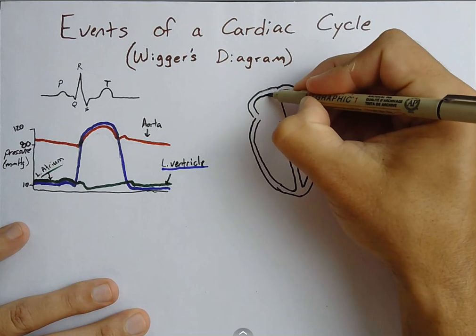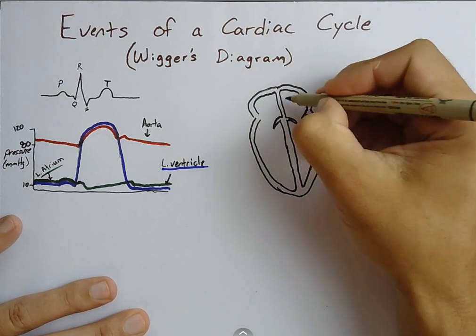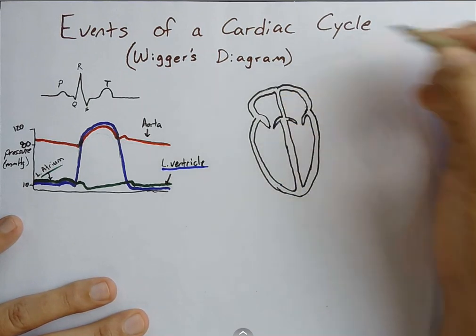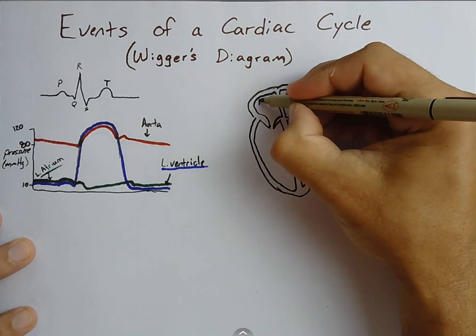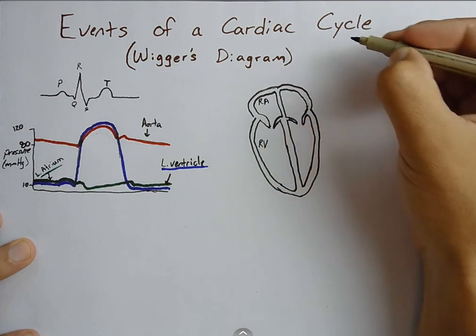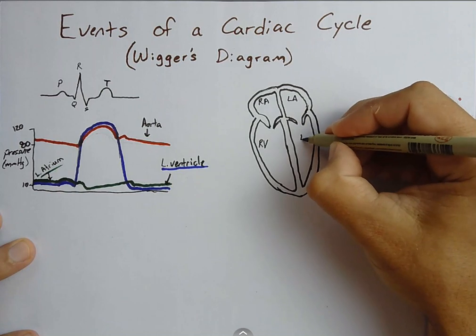Up above is going to be the different atria. And there's an atrial septum, of course, interatrial septum, interventricular septum down below, and some valves that separate those things. So now I got the right atrium. I got the right ventricle. I have the left atrium, and I have the left ventricle.